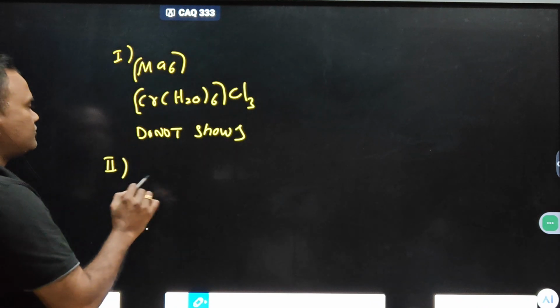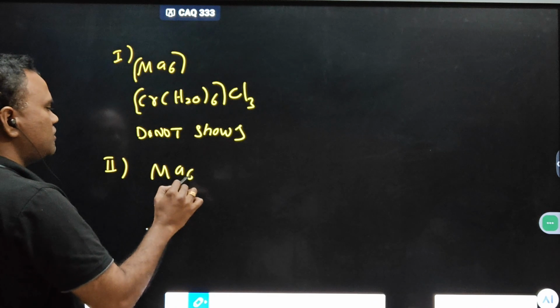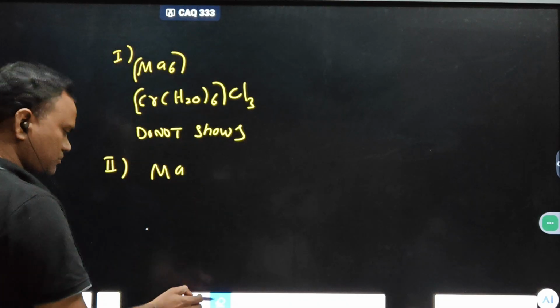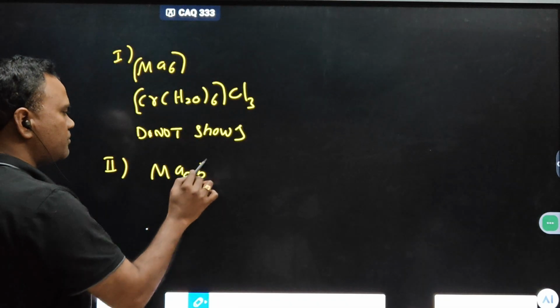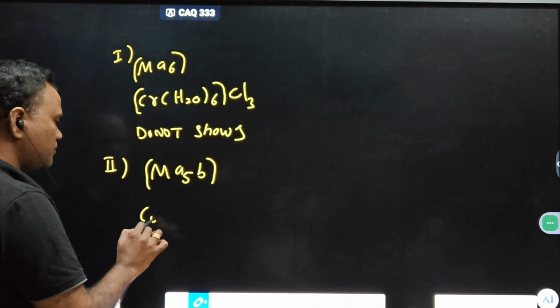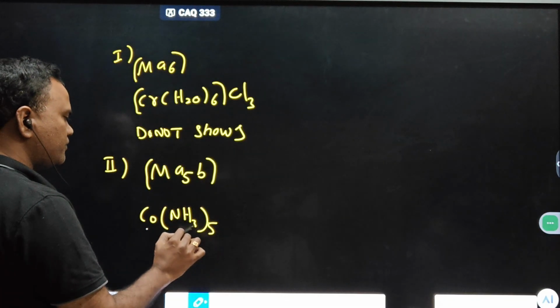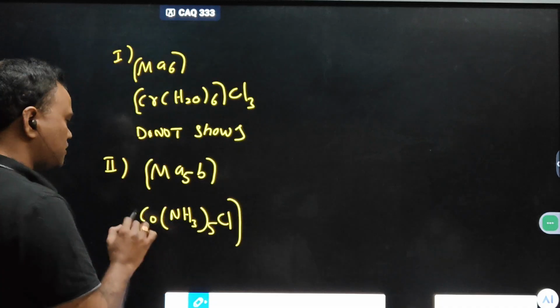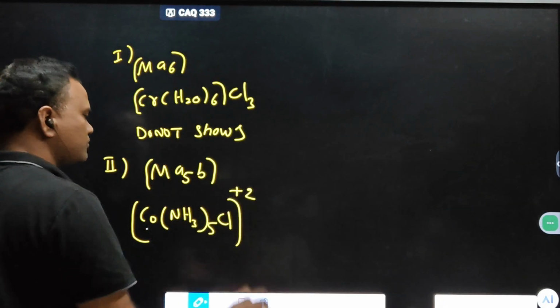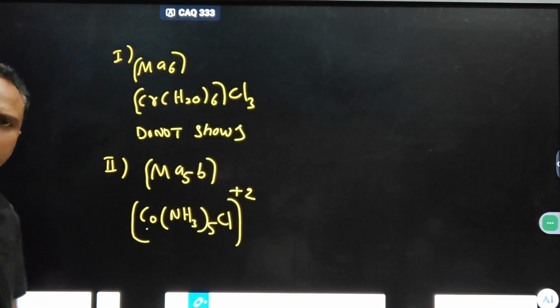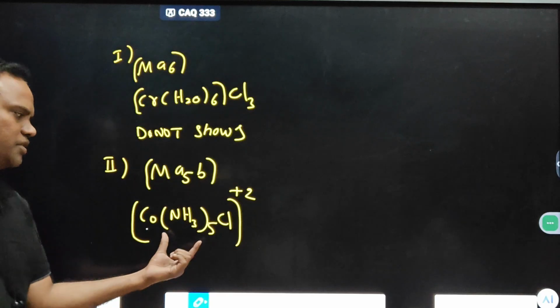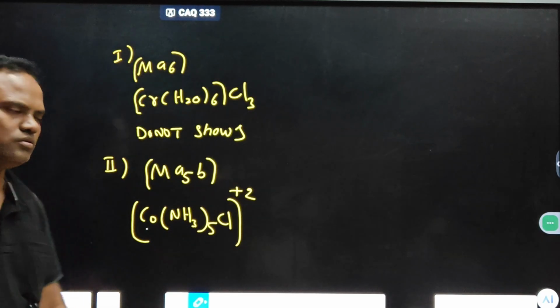Roman number 2. M A5. MA5. Example, cobalt, NH3 taken 5, Cl, plus 2. Will it show? No. This is under which category? MA5B category. Do not show.